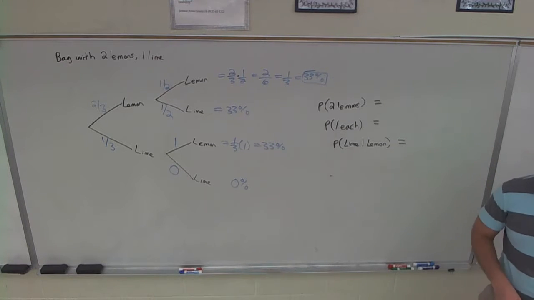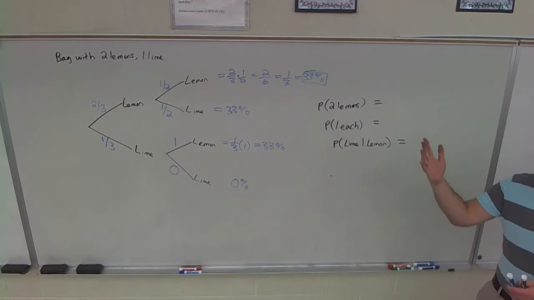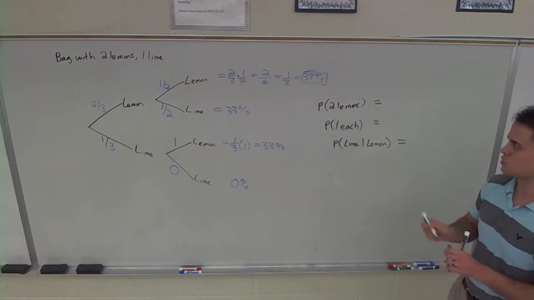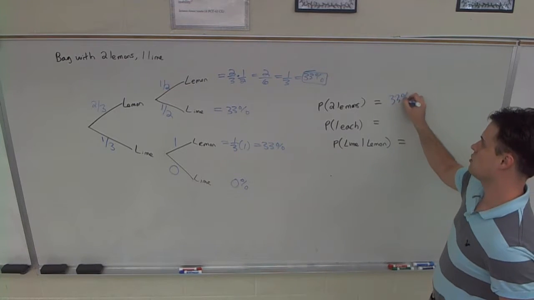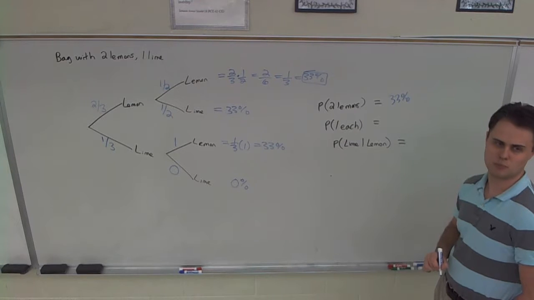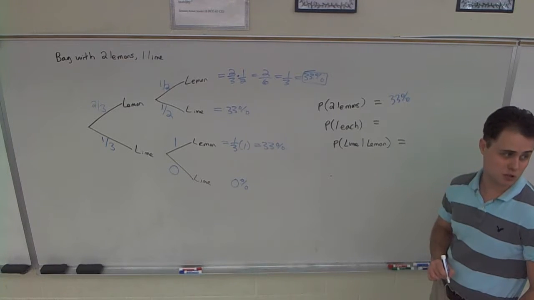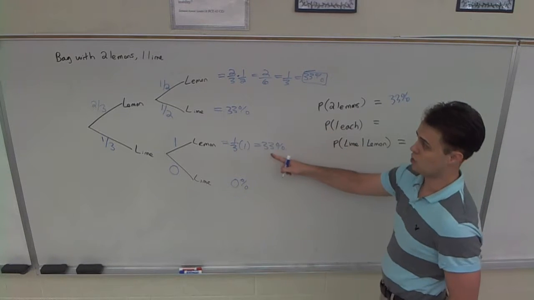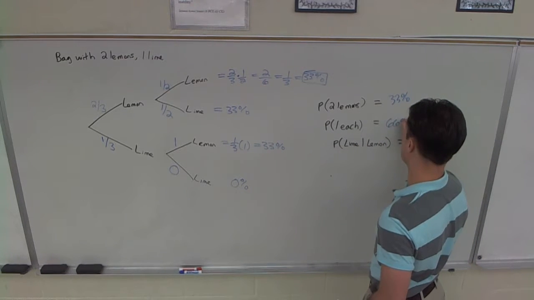So once you have your tree diagram written out, it should be pretty easy, right? What's the probability of 2 lemons? Where do I look on my tree? Just the first outcome, so that answer is 33%. That's just the top. Probability of 1 each is 66% because that's 2 different outcomes added up, right? That's this outcome and this outcome. So that's going to be 66%.